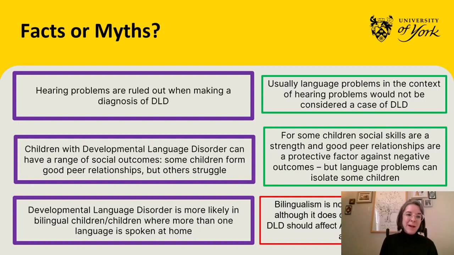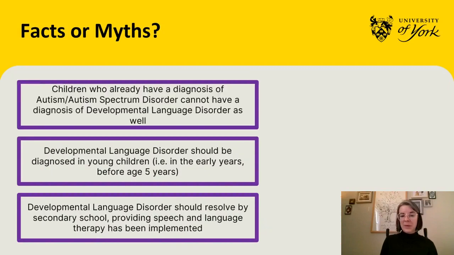Okay, our final set of facts and myths. Children who already have a diagnosis of autism cannot have a diagnosis of developmental language disorder as well. Developmental language disorder should be diagnosed in young children, i.e. the early years, before age 5. And developmental language disorder should resolve by secondary school, providing speech and language therapy has been implemented. So, sorry, I didn't count you down, so hopefully you wrote down your answers.